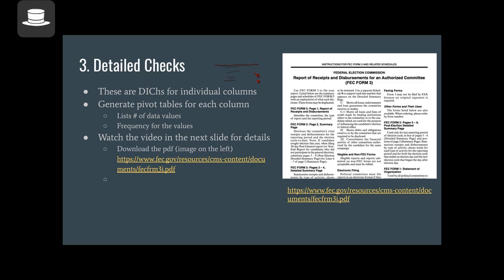What this pivot table does is it will list all the different cities the candidate received the campaign contributions from. Then it will say how many contributions you received from each city. So that's what it means, listing the number of data values, that is the city, and then giving a frequency for the values. In other words, the raw count, how many contributions for each city.